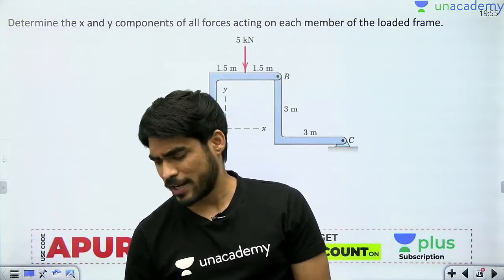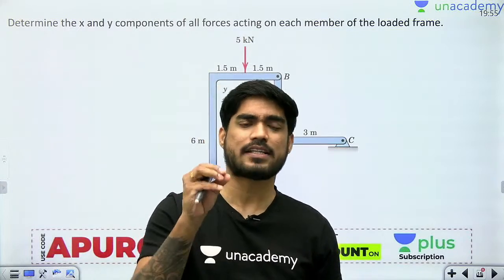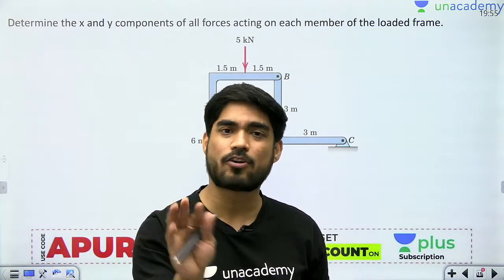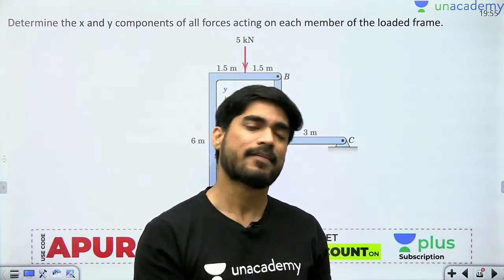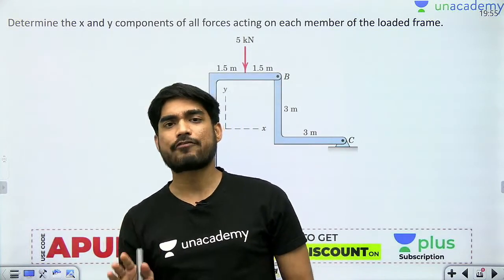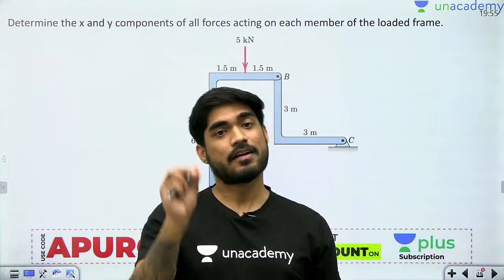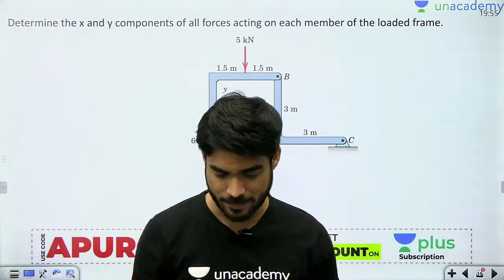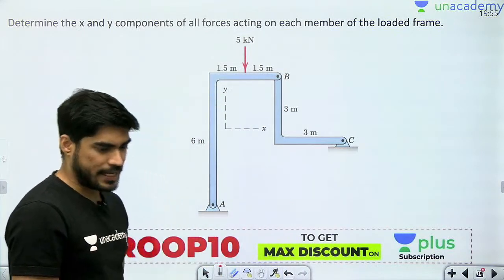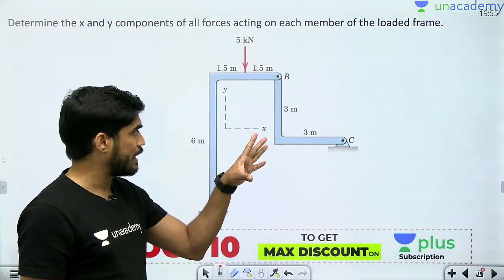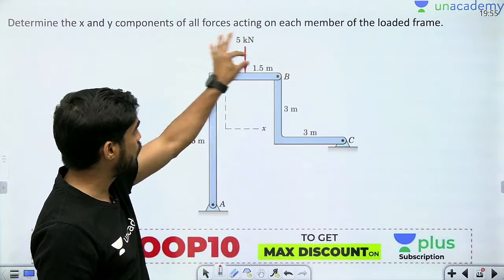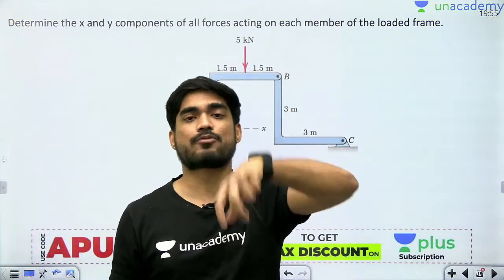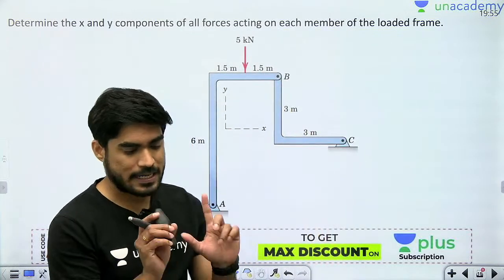In case of method of joints also, is it necessary to draw the FBD of every joint? No. हर joint का FBD draw करने की जरूरत नहीं पड़ती थी ना। यहां पे भी you will not have to draw the FBD of every member, but you will have to draw the FBD of different members. Is it clear? क्या ये पॉइंट क्लियर है कि यहां पे अपना अप्रोच क्या होने वाला है? We are going to isolate different members, we are going to draw the FBD of each member separately.